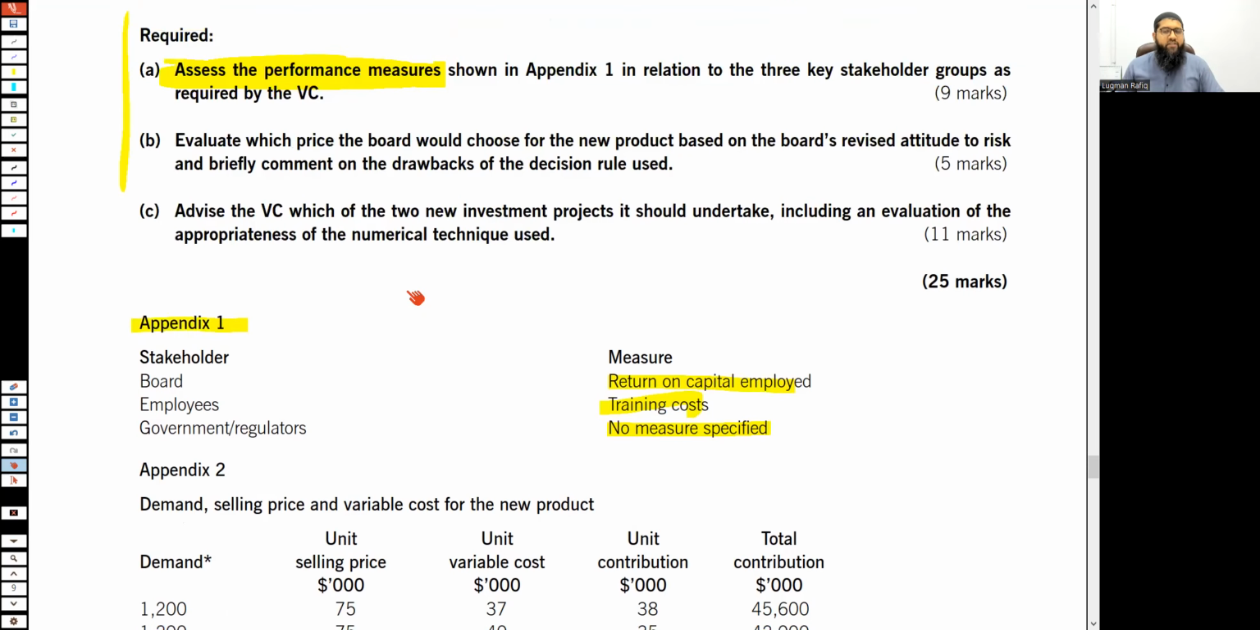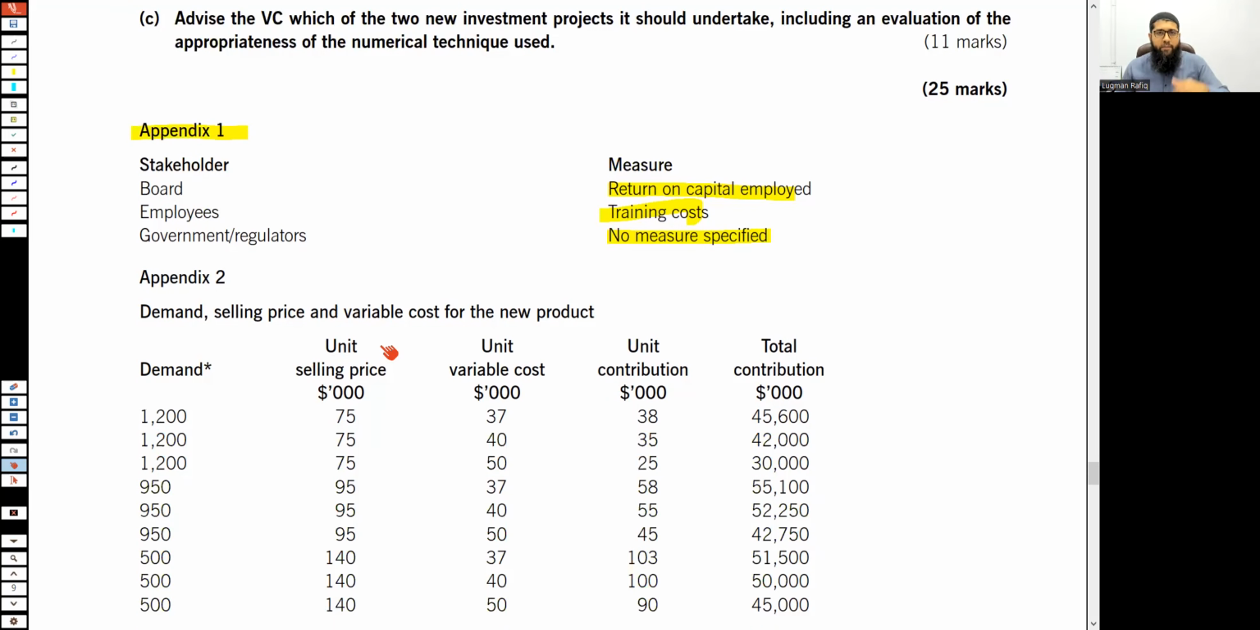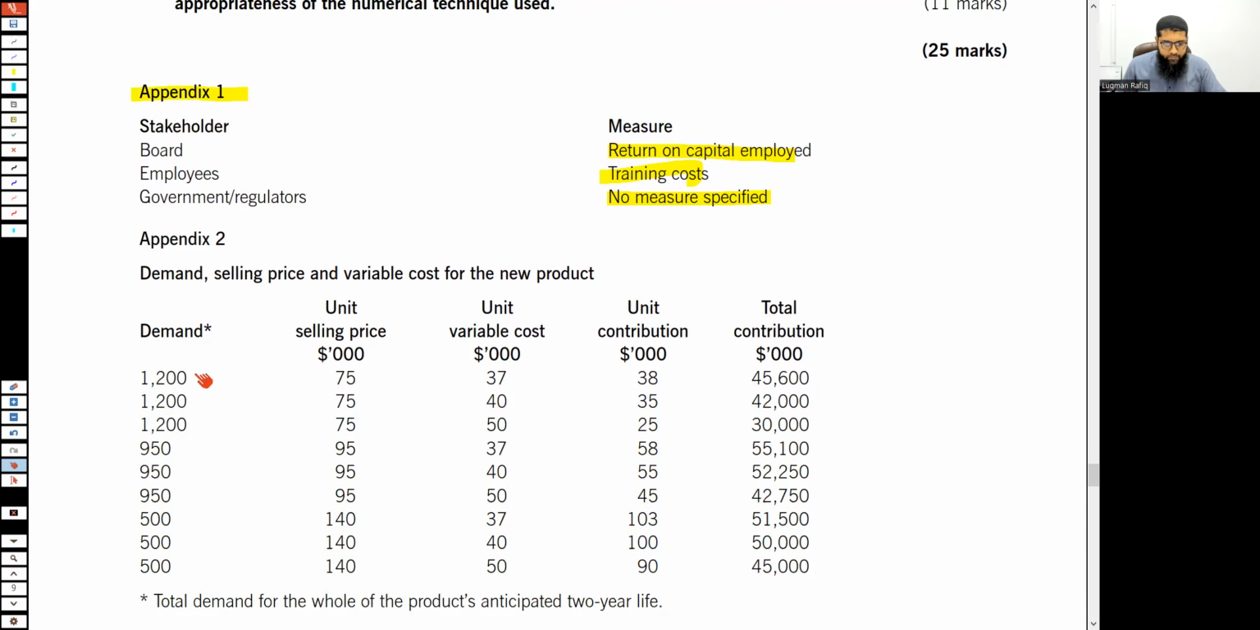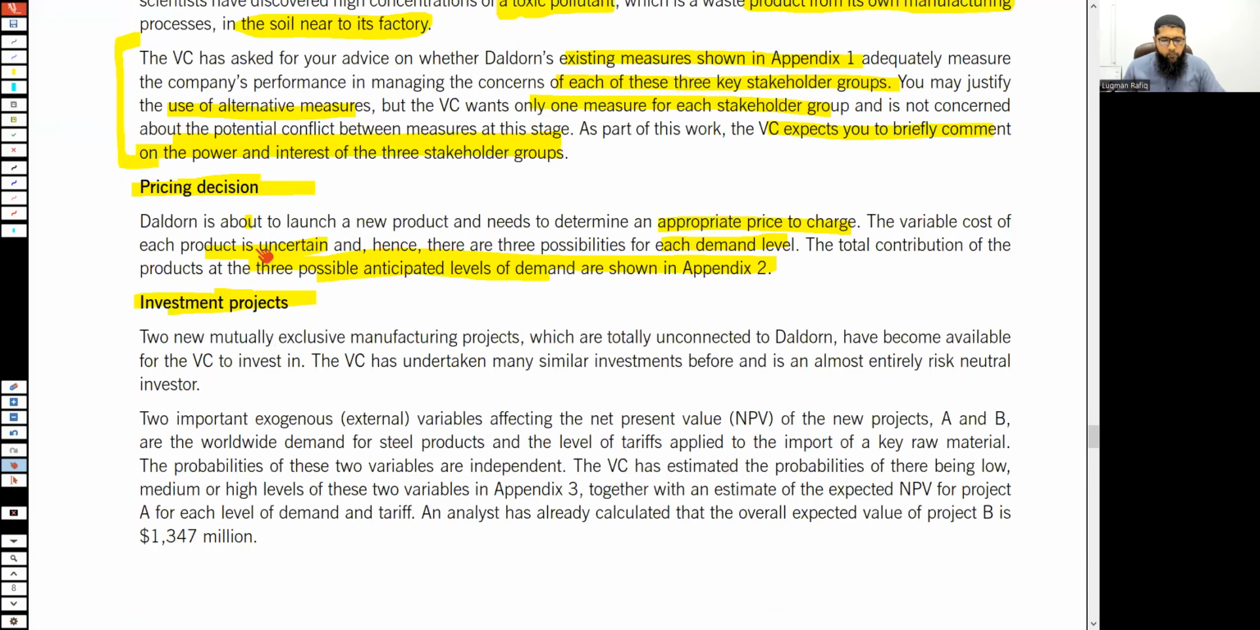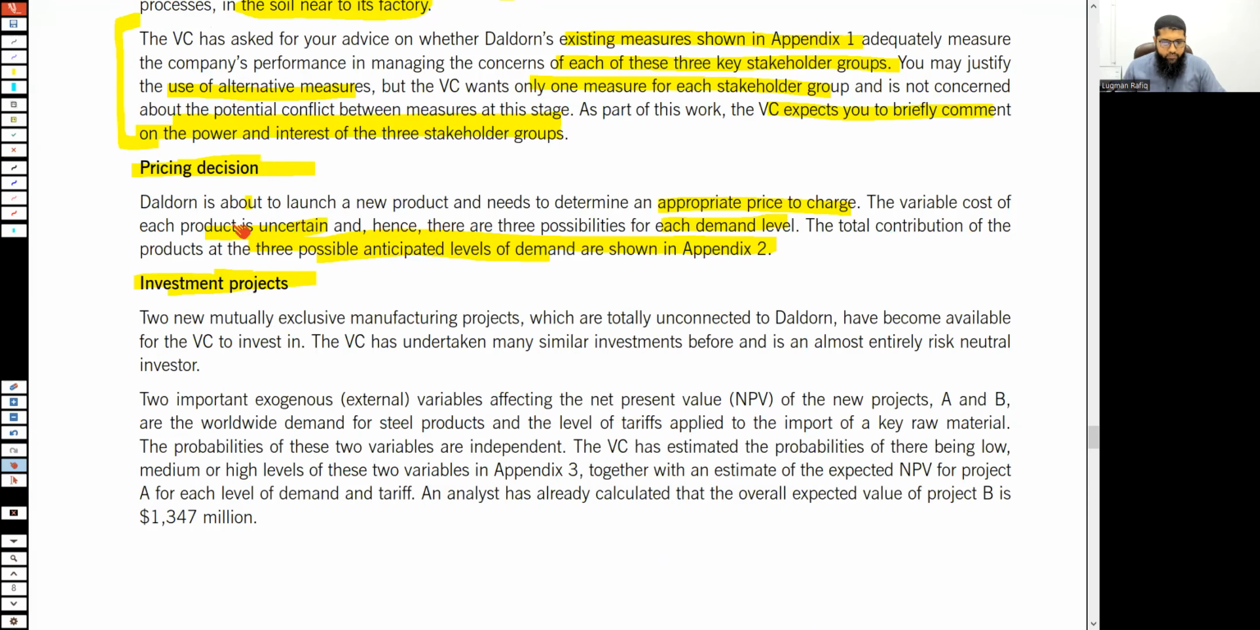So what is the decision that we have to take? We have to decide on the basis of price. It's a pricing decision, right? Appropriate price to charge. The variable cost of each product is uncertain, and hence there are three possibilities for each demand level.